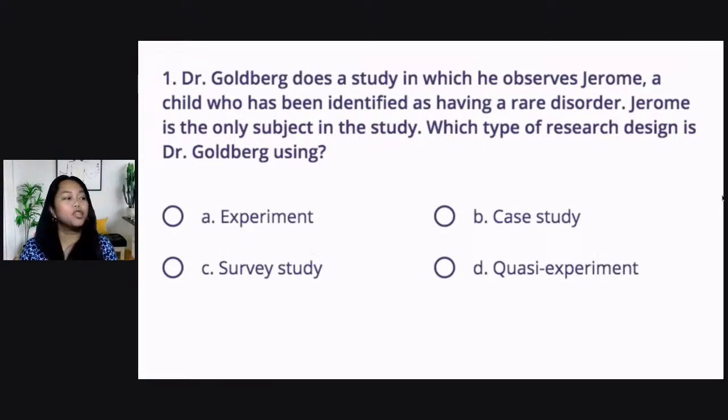All right, going back to question number 1. Dr. Goldberg does a study in which he observes Jerome. Jerome has a rare disorder, and Jerome is the only subject in this study. There's no other subject, no sample, no population but Jerome. Now, which type of research design is he using? Is it letter A, experiment, letter B, case study, letter C, survey study, or letter D, quasi-experiment?